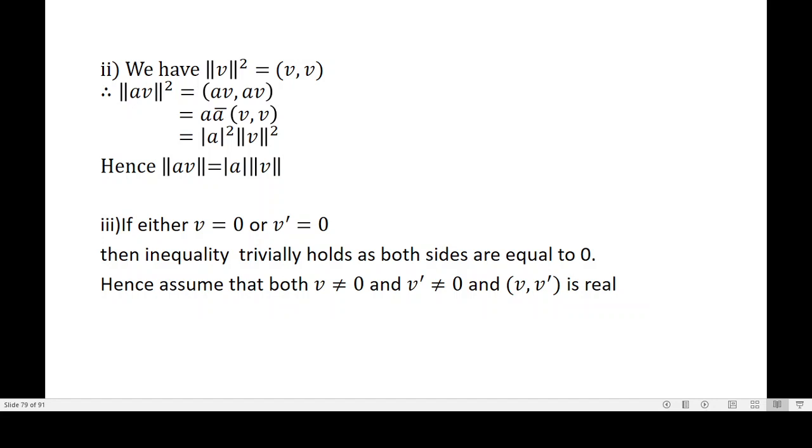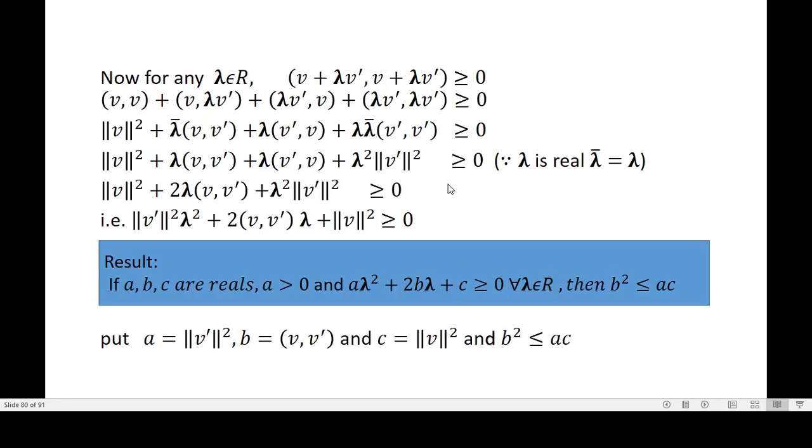Now assume that v is not equal to 0 and v dash is not equal to 0, and the inner product of v comma v dash is real. Suppose lambda is a real number. For any lambda belonging to R, consider the inner product of v plus lambda v dash comma v plus lambda v dash. This is greater than or equal to 0, right?